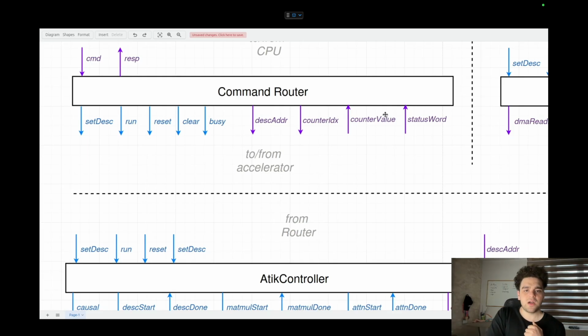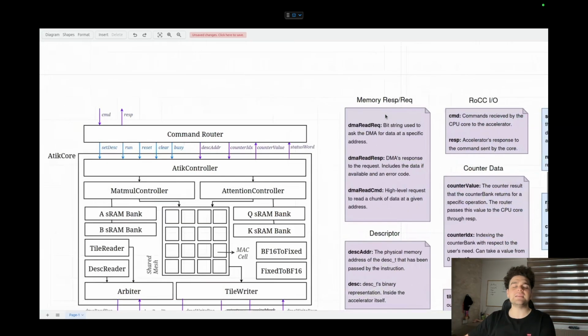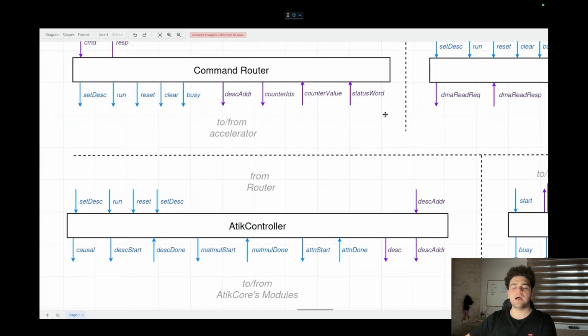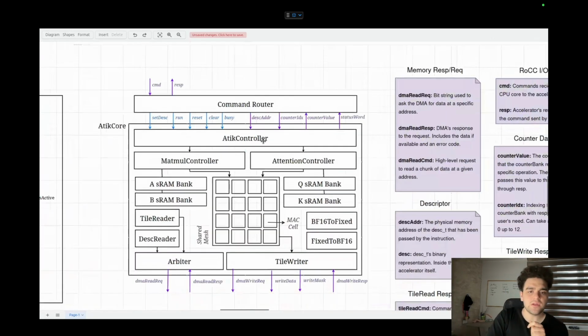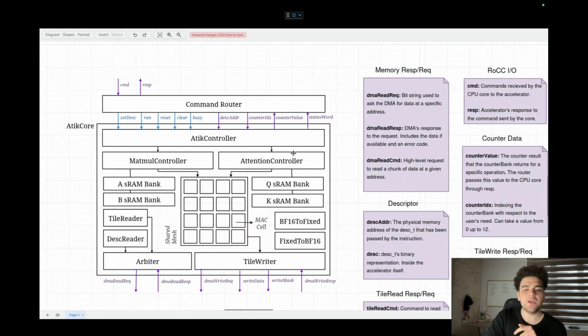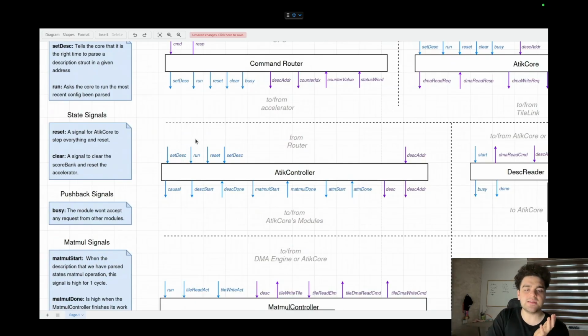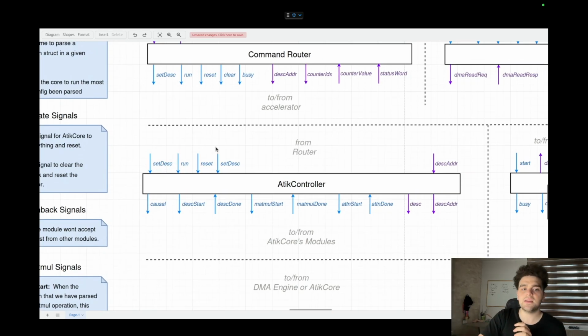Coming to the next module, which comes directly after the command router, we can see the Atik controller. The Atik controller will control the attention and matmul controllers. You can see here that the Atik controller directly controls either the matmul or the attention, and it will be a huge part of our accelerator. You can see here that it receives the set description signal, the run signal, the reset signals. This is duplicated here. Let me just delete it.